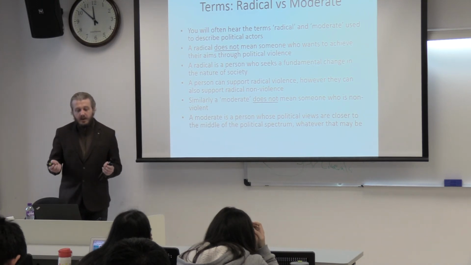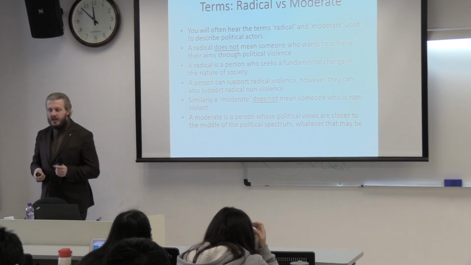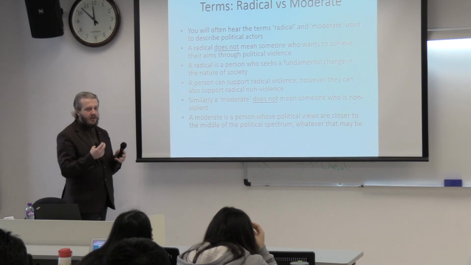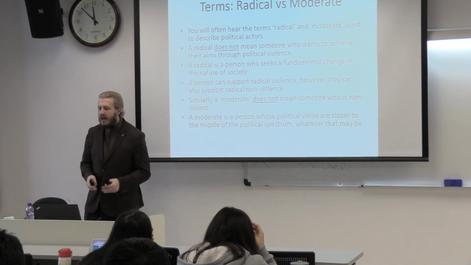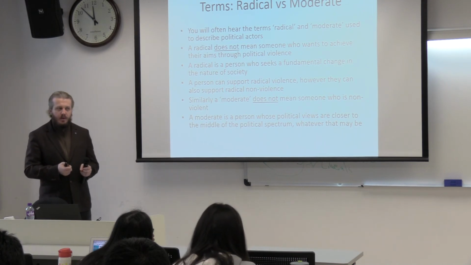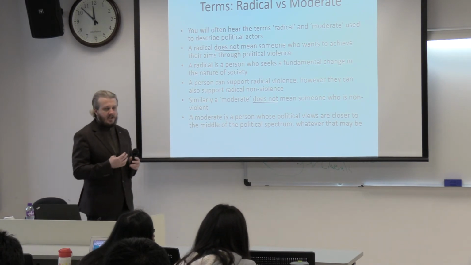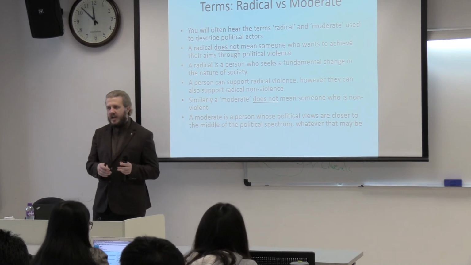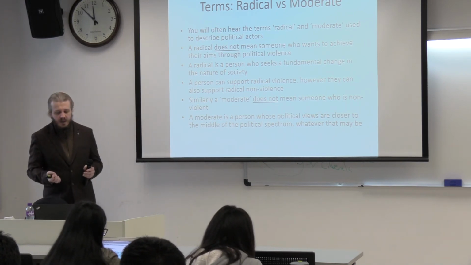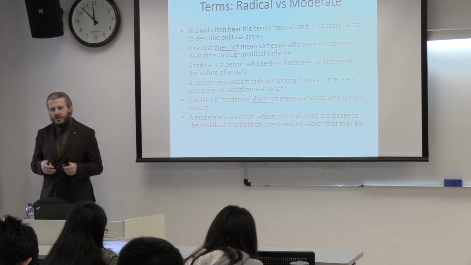So a moderate is a person whose political views are close to the middle, right? Close to what they are now, close to the average person in society, close to the average way that the world is currently. A person who might think, well, even if some change is a good thing, not too much change and not fundamental change is needed to make society better. Whereas a radical wants a lot of change.